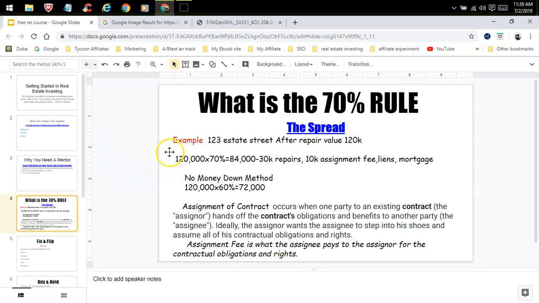Take your after repair value of $120,000, you multiply that by 70%, which equals $84,000, minus repairs, assignment fee, liens, and mortgage. If your mortgage is somewhere near $84,000 or more, you would use a subject to, which is based on equity, rents, and some form of owner financing plan or deal that you set up.